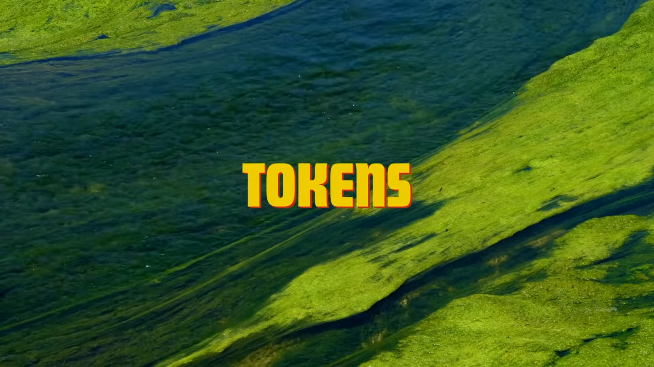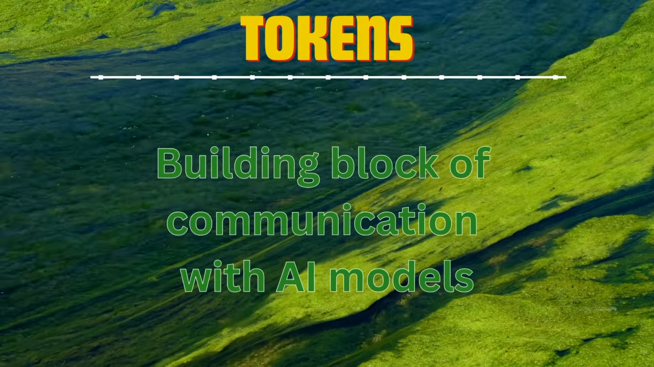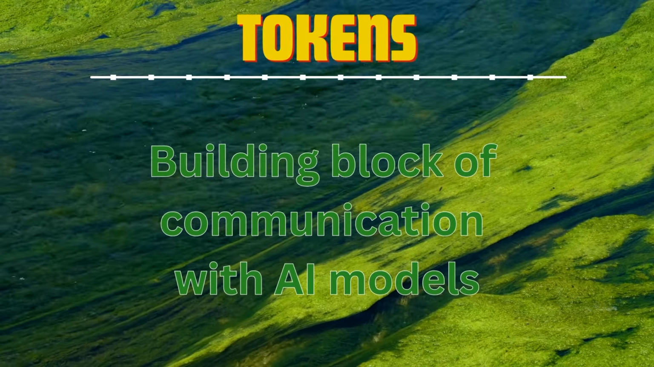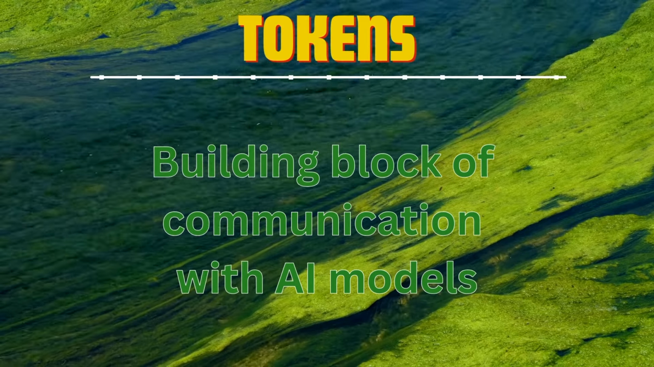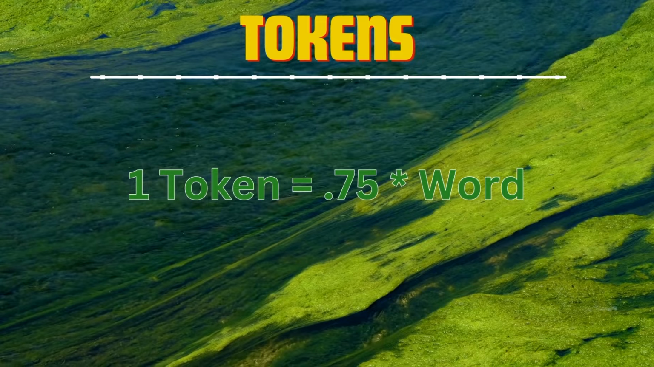Second thing that we discuss in the AI concept is tokens. Tokens serve as the building block of how an AI model works. On input, models convert words to tokens. On output, they convert tokens back to words. In English, one token roughly corresponds to 75% of a word.